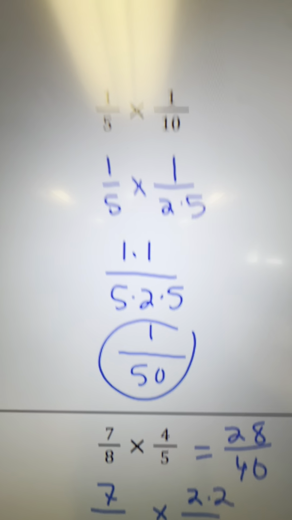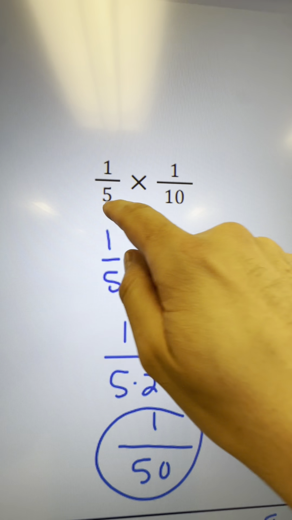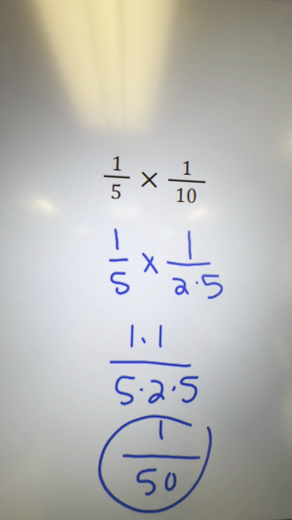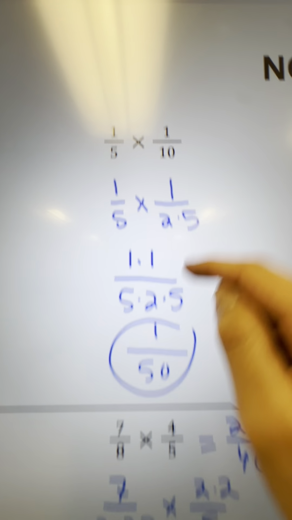So 1/50 is the final answer. Looking back, you can see clearly I would have noticed that between the 5 and the 10, they don't have anything in common, no common factors with the top. So I could have just simply multiplied across. 1 times 1 is 1, and then 5 times 10 is 50.